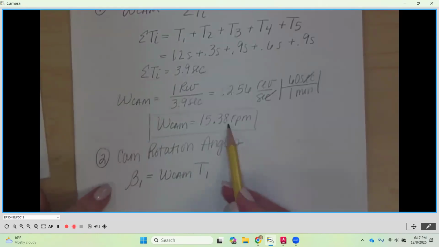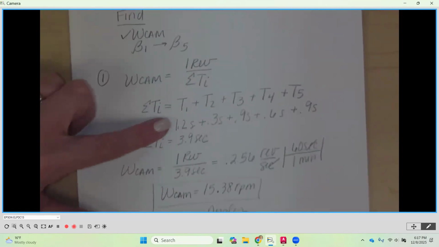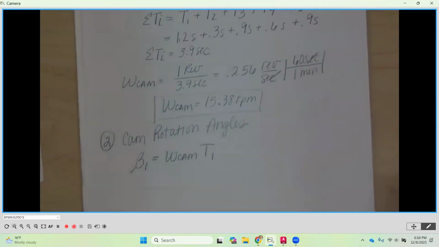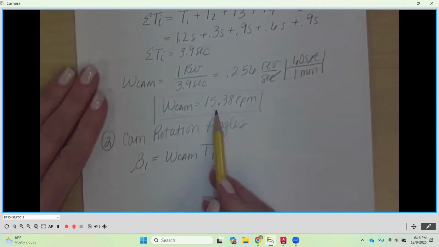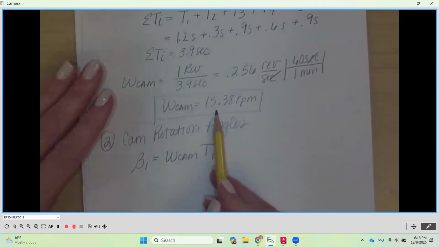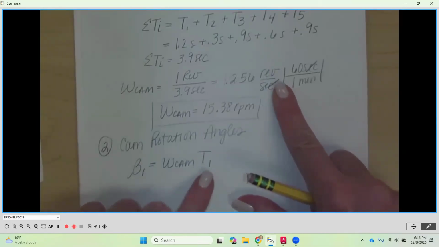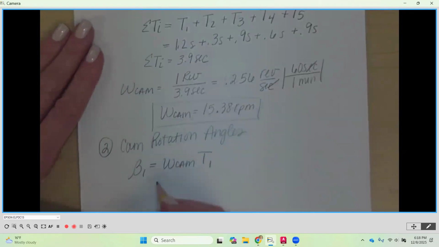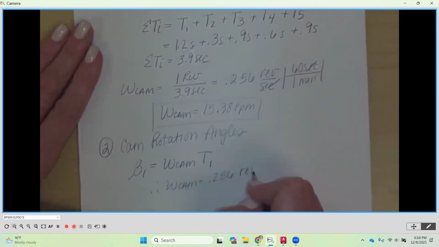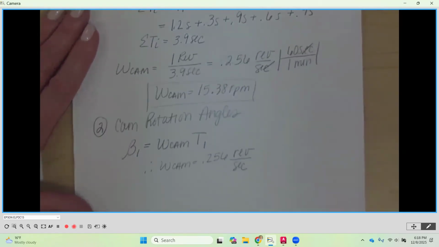Now, if we put in 15.28 revolutions per minute and we multiply by 1.2 seconds, we're not going to end up with degrees, right? So we got to figure out how we're gonna deal with that. So cam rotation, or the W of our cam, we had this in revolutions per second, right? So we know that our time is going to be in seconds. So we're going to start there. So W cam is equal to, and we're going to use the equivalent here, 0.256 revolutions per second. Okay.